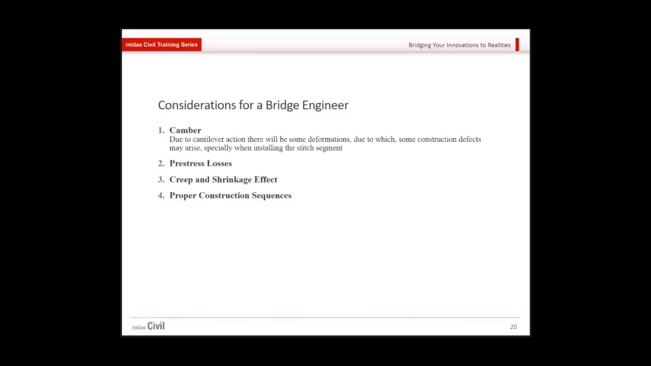Then considerations for the bridge engineer. If we are going for a balanced cantilever bridge, then what is the most considerable factor which the bridge engineer needs to consider? First is the camber. As we are going for segmental construction, due to the cantilever action there will be some deformation in each construction stage. Some construction defects may arise, especially when installing the stitch segment, so we need to take care of the camber. Then pre-stress losses. Pre-stress losses need to be found out for each construction stage. Then finally the overall effect at the final stage. Then creep and shrinkage effect and proper construction sequence.